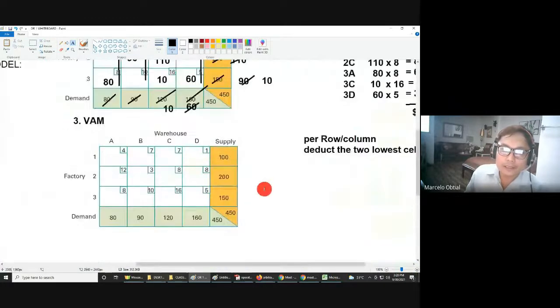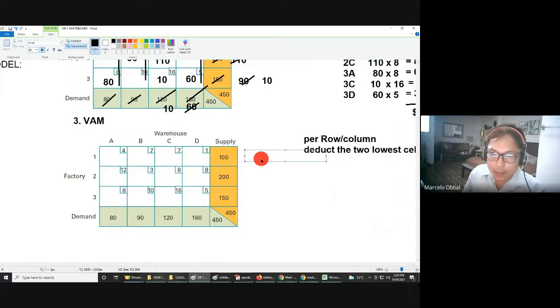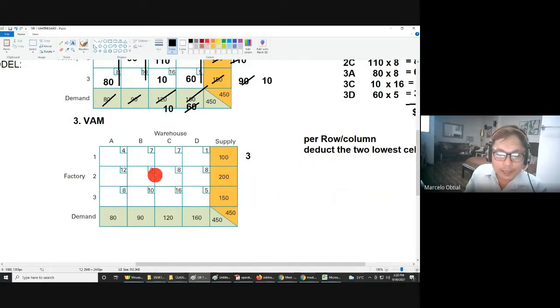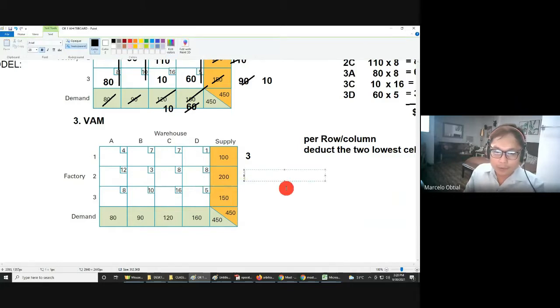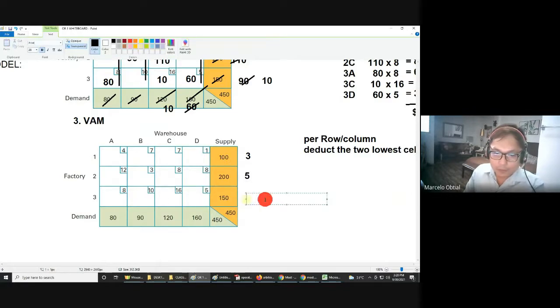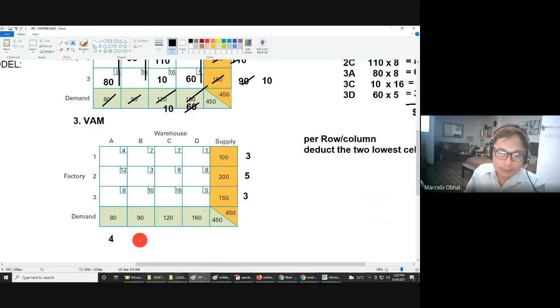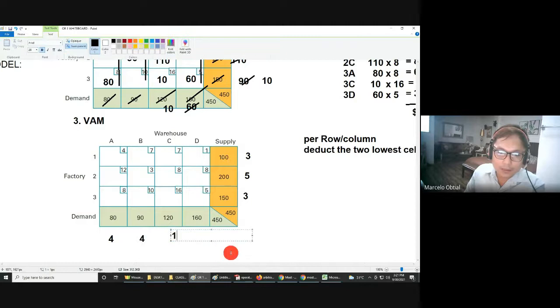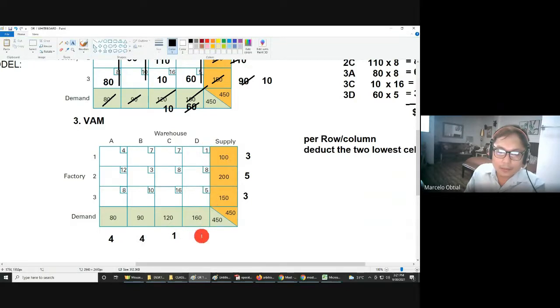Okay, per row tayo. The two lowest cell costs are 1 and 4. Okay, deduct. That will give you 3. Next, two lowest cost is 3 at saka 8. Paki-double check lang class, ha? That will give you difference of 5. Okay. Next is 8 and 5. That will give you difference of 3. The same also with your column. 8 and 4. That will give you difference of 4. 7 and 3. That will give you difference of 4. Then 8 and 7. That will give you difference of 1. And 5 and 1 will give you difference of 4.